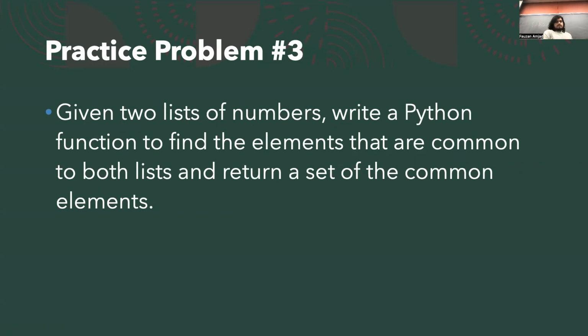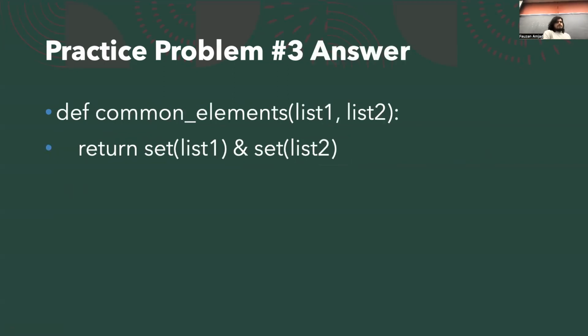Given two lists of numbers, write a Python function to find the elements that are common to both lists and return a set of the common elements. And so we can use a property of sets, and we can first convert the lists into sets, and that should find the unique elements, and then we can use an operation with sets. In this case, it's the and, and it'll return a set with the values common to both of those sets.